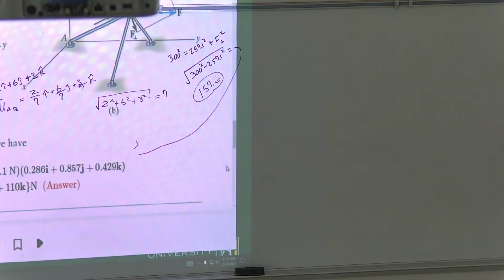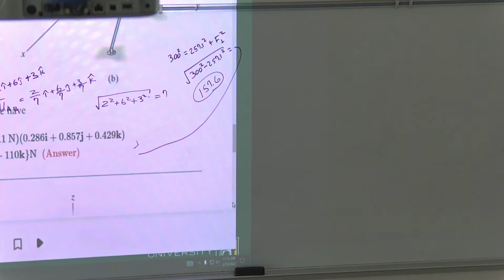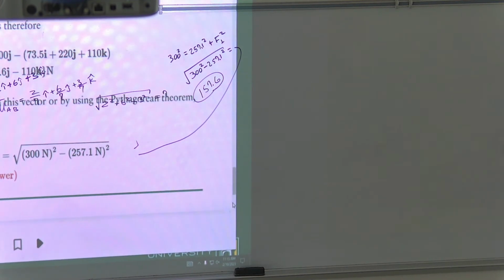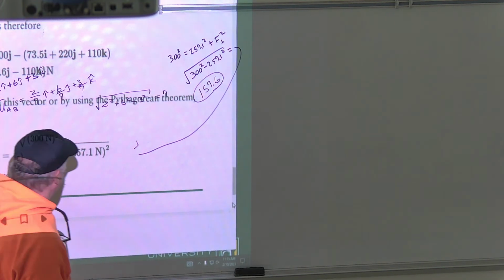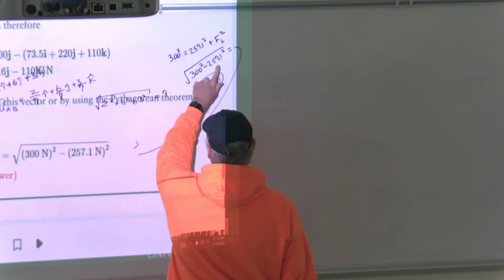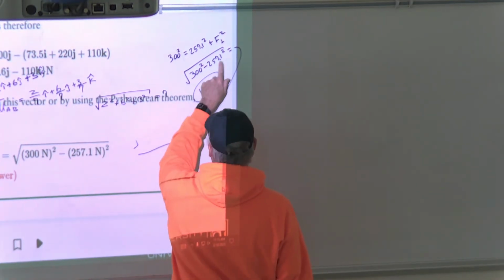Then he's going through. Oh, he does find that. No, he doesn't. Wait, expressing FAB. Oh, he does it. Okay, so, all right. So he does do it both ways. Okay, so I'm sorry. I thought he didn't. He got 155. I got 157. 300 squared minus 257.1 squared.